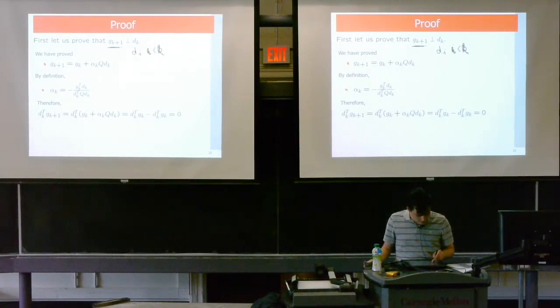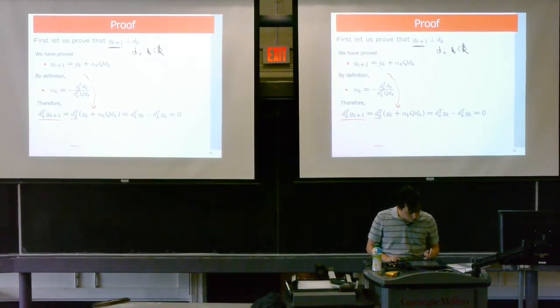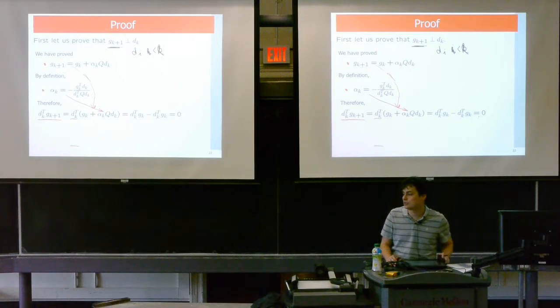So let's just multiply this equation with dk transpose. We need to prove that gk plus 1 is orthogonal to dk. How do we prove it? We prove that its inner product is 0. So let's calculate the inner product, dk transposed. We know that for gk plus 1, we have this equation as a rule. And now you just substitute the alpha k update rule here, and we prove that this is 0.